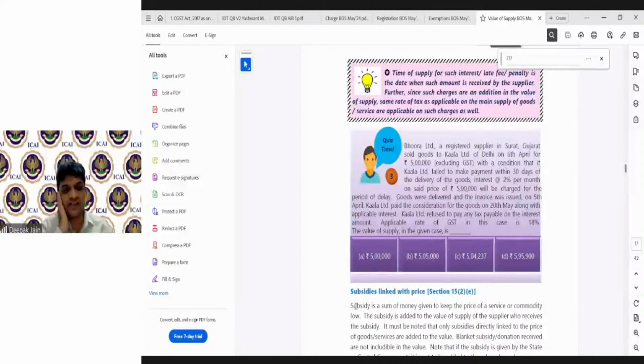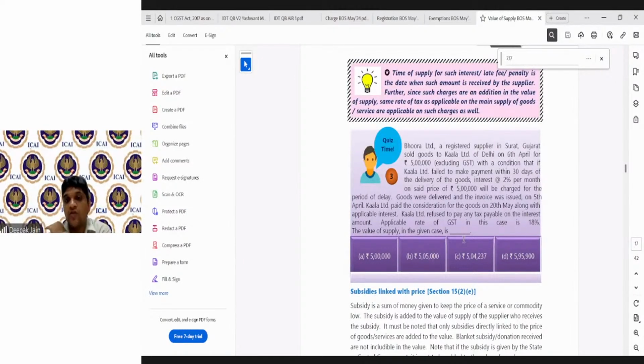In the answer, they have given C. So what have they done? They have calculated the number of days of delay from the 6th April. April has 30 days, and it was to be delivered on 6th April, so we remove 6 days. So 24 days in April, and in May, 30 days gets completed by 6th May, or the 5th May.